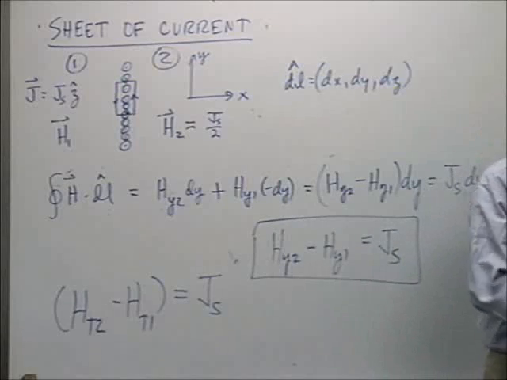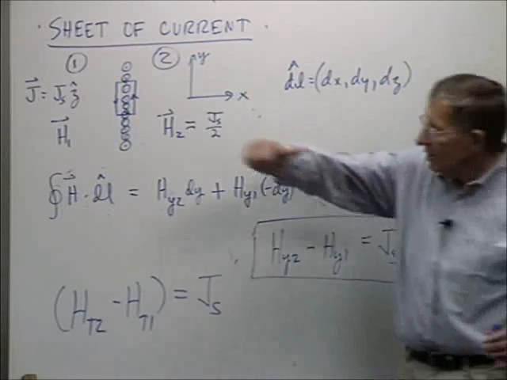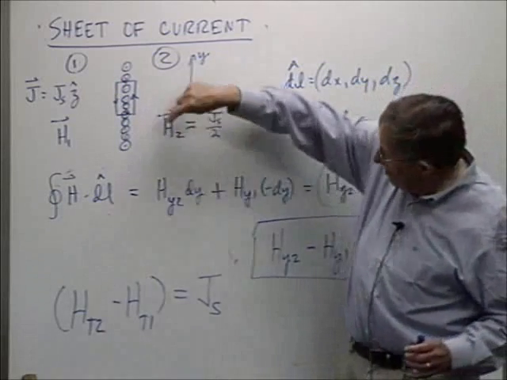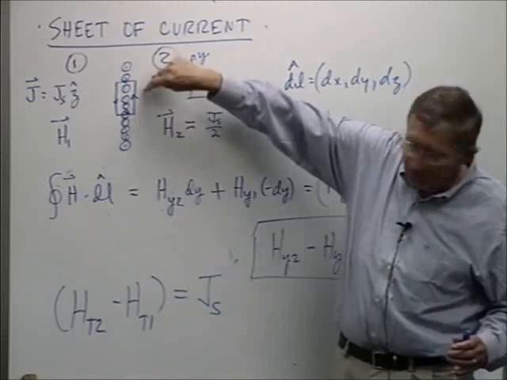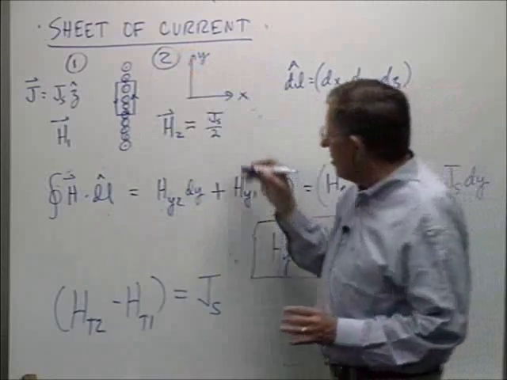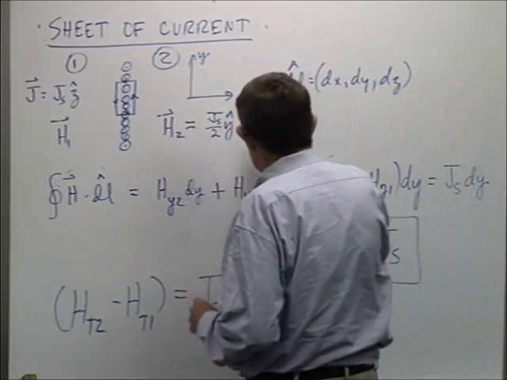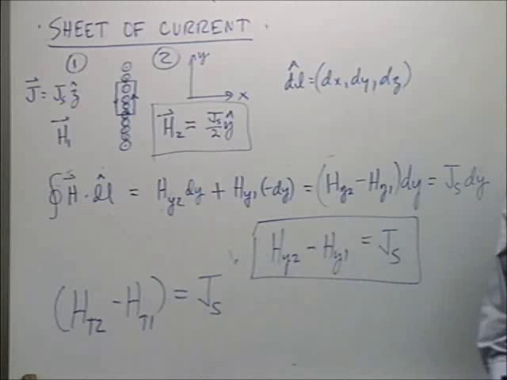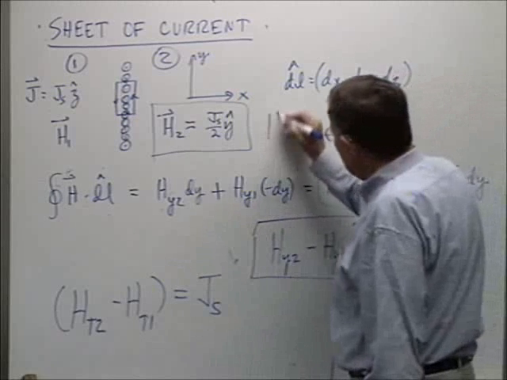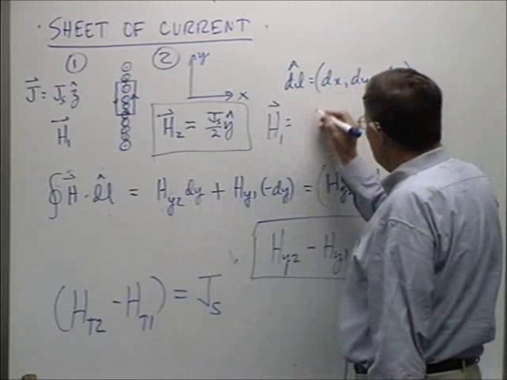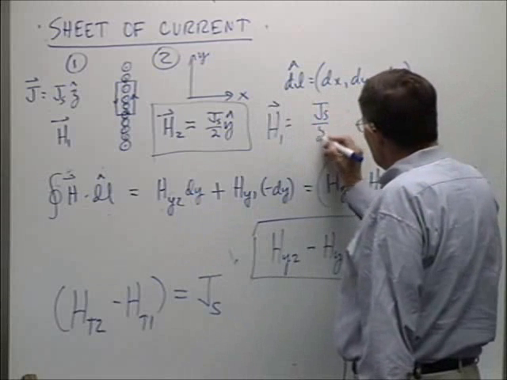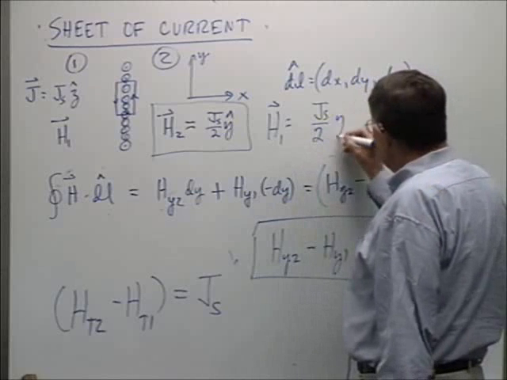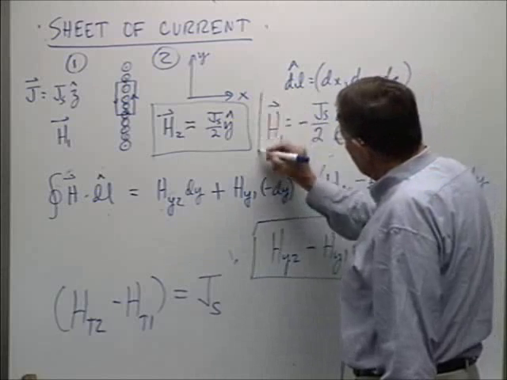Which way does it point? Use Ampere's law. If the current's in this direction, the field points in the direction of your fingers. When you're doing this loop, the field's pointing up. That's in the y direction. So here's H in region 2, and H in region 1 is going to be JS over 2, and in the minus direction.